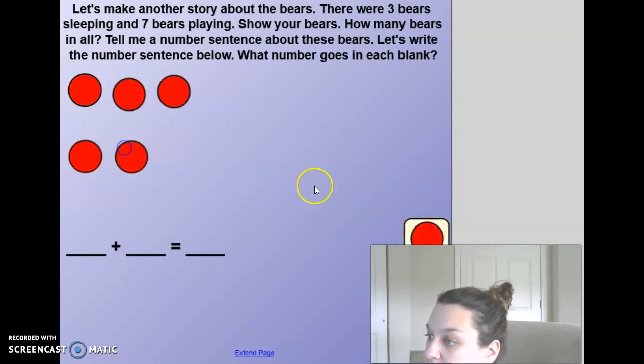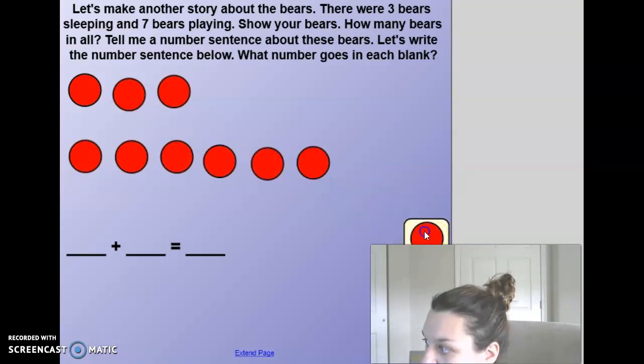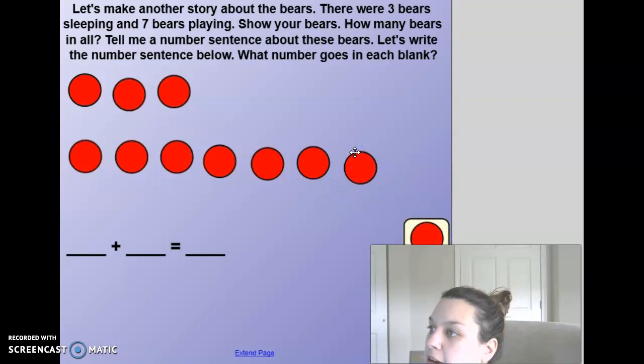So I'm going to have 7 more playing. 1, 2, 3, 4, 5, 6, 7. How many bears were in all?